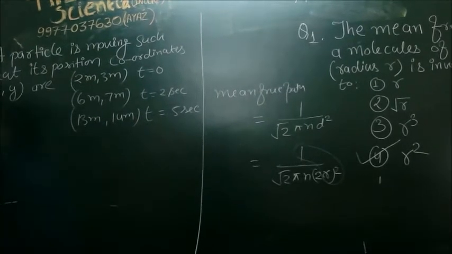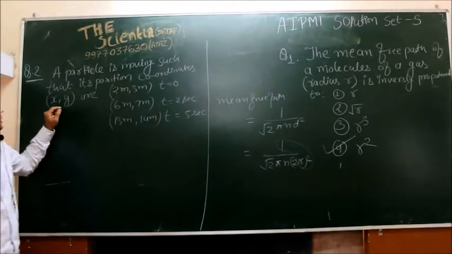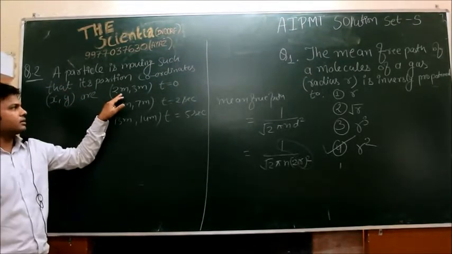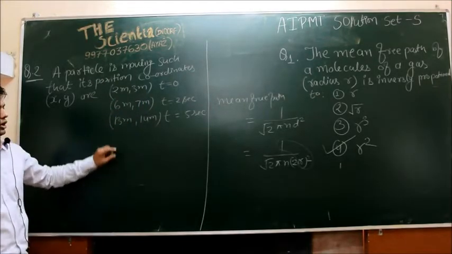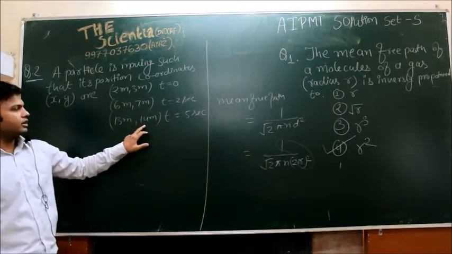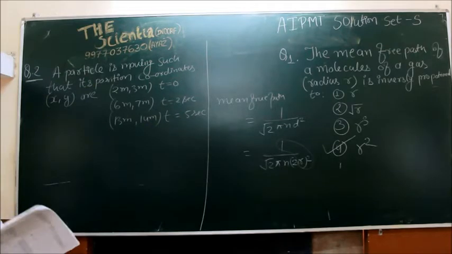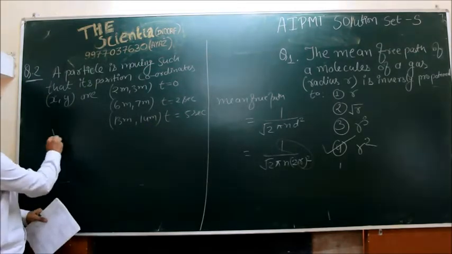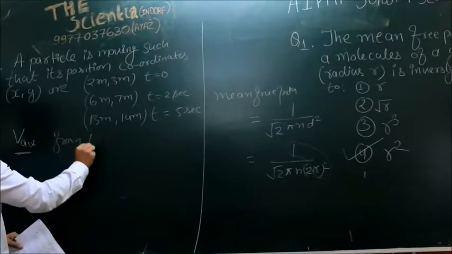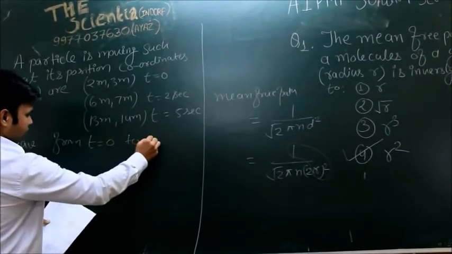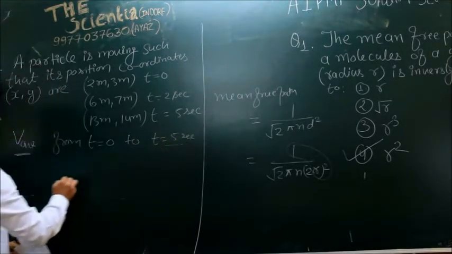Now question number 2. A particle is moving such that its position coordinates x, y are 2 meter, 3 meter at time t equal to 0, 6 meter, 7 meter at time t equal to 2, and 13 meter and 14 meter at t equal to 5 seconds. The question is the average velocity of the particle from t equal to 0 to t equal to 5 seconds.